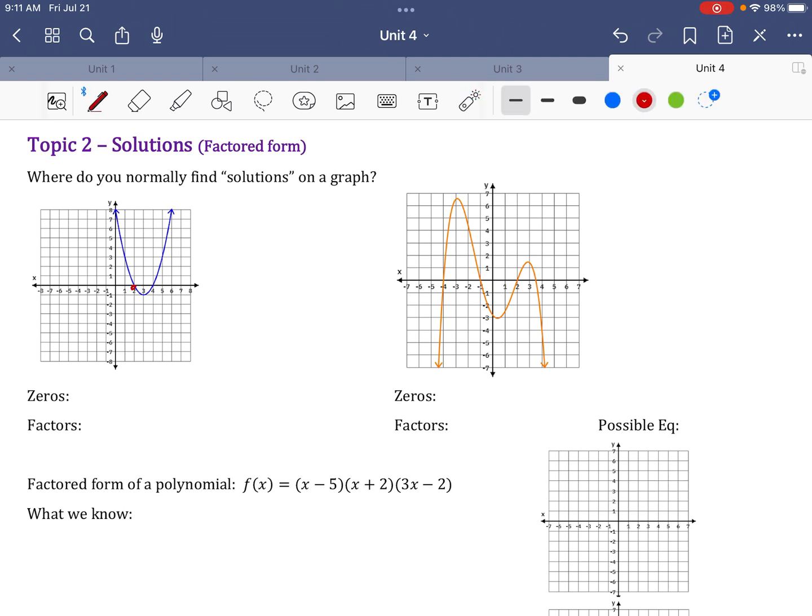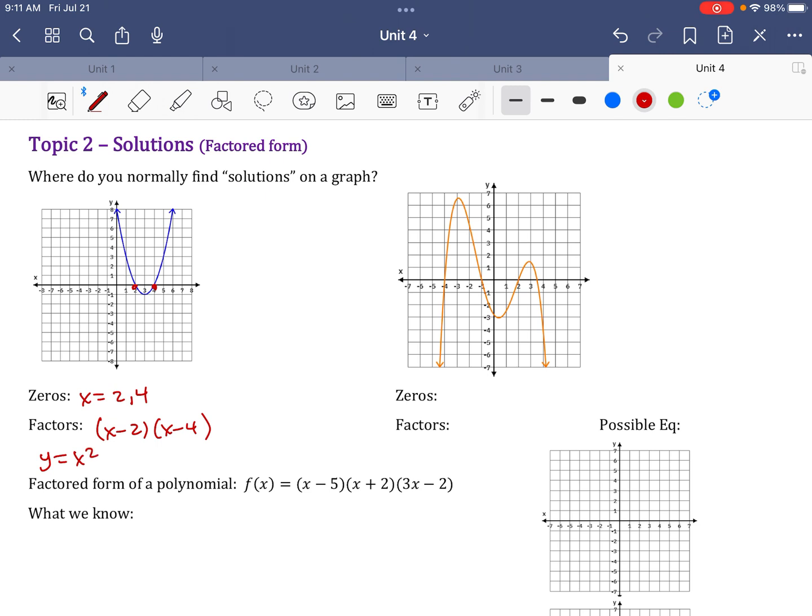So I can tell that my zeros here are at 2 and 4, so at x equals 2 and 4. Remember, that means my factors are x minus 2 and x minus 4. So this is a possible equation for my parabola, and frankly, it is the equation for my parabola. If I work that out, I get x squared minus 6x plus 8, because this makes negative 4x and negative 2x, getting my negative 6.